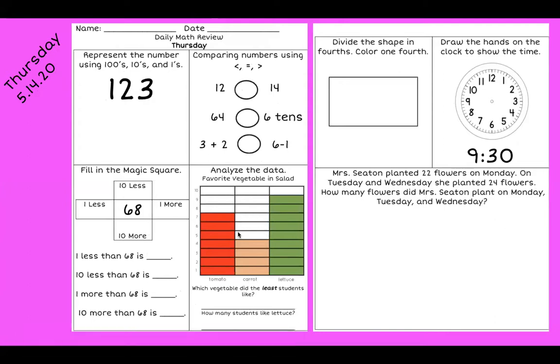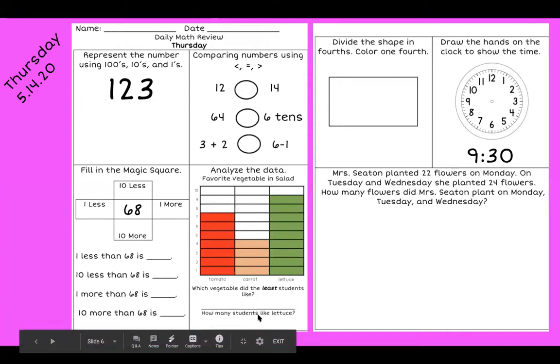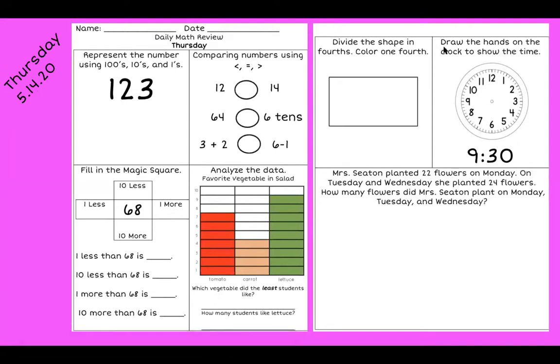And then you want to look at this graph and analyze the graph and answer the two questions. Here it says divide the shape in fourths, color 1/4. Here, draw the hands on the clock to show the time, 9:30. And then our story problem. It says Mrs. Seaton planted 22 flowers on Monday, and on Tuesday and Wednesday, she planted 24 flowers. How many flowers did Mrs. Seaton plant on Monday, Tuesday, and Wednesday? Okay, so you want to hit pause on the video, take your time to go through your weekly math review. Then when you're ready, hit play, and then you can see me go over the answers.